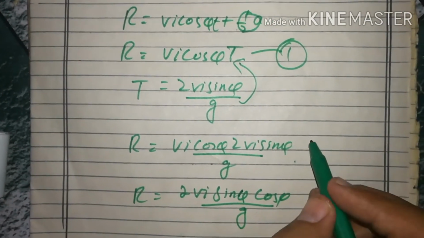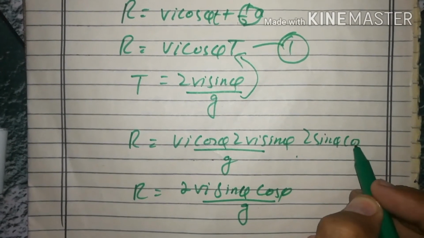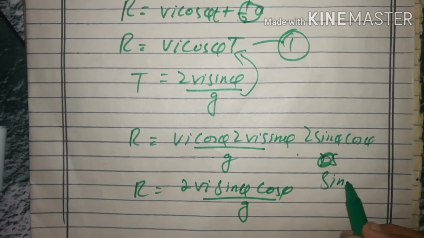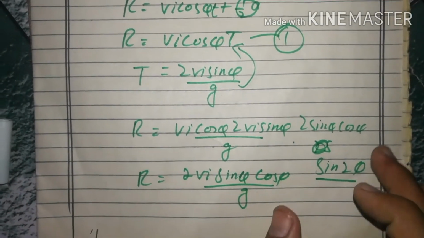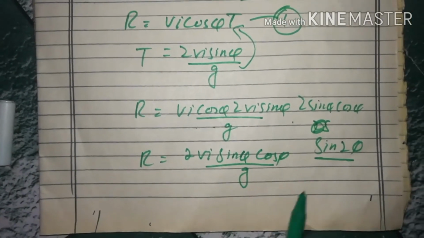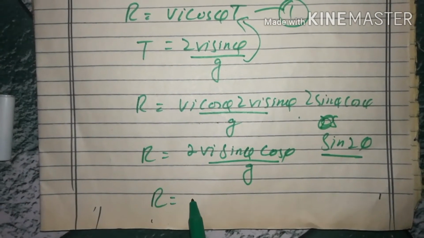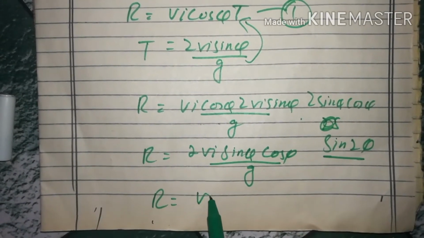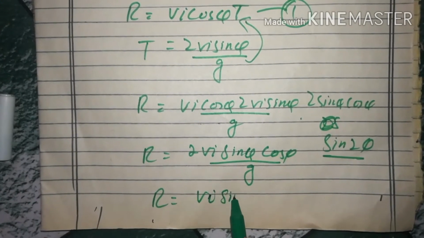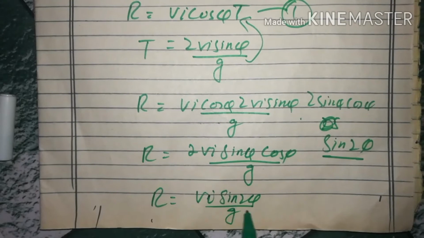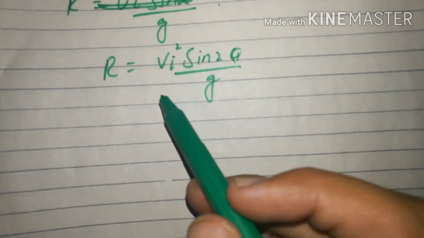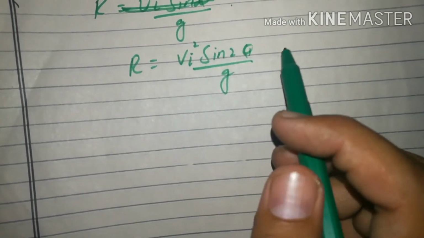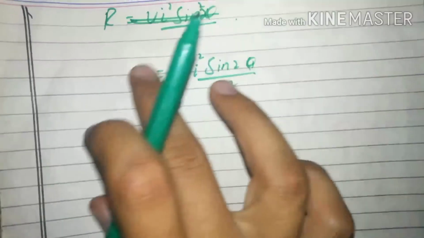So 2 sin theta cos theta is equal to sin 2 theta. It is a trigonometric identity. So put it here. R is equal to Vi square sin 2 theta divided by g. So R is equal to Vi square sin 2 theta divided by g. This is the equation for the range of the projectile.